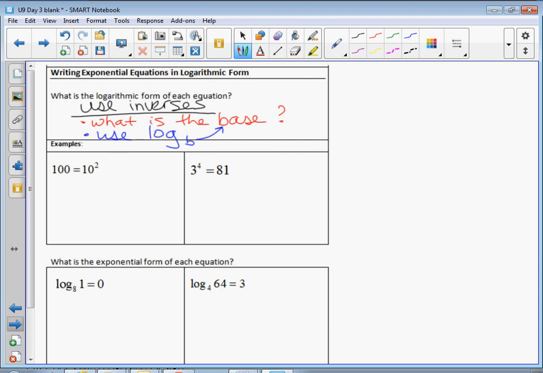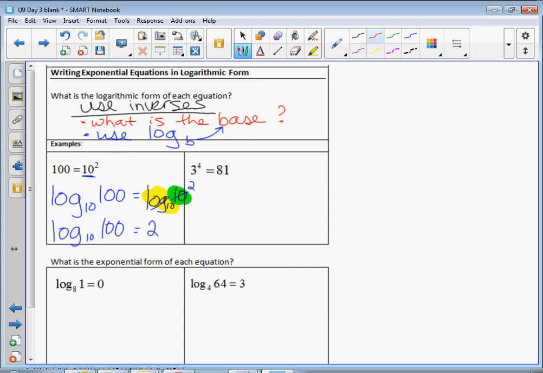So in this first one, 100 equals 10 squared. Our base is 10. So we want to use a log base of 10. If I put a log base of 10 on both sides, whatever I do to one side, I have to do to the other. I'll see that I have a log of 10 and a base of 10. Those can cancel out. When they cancel out, I have log base 10 of 100 equals 2.